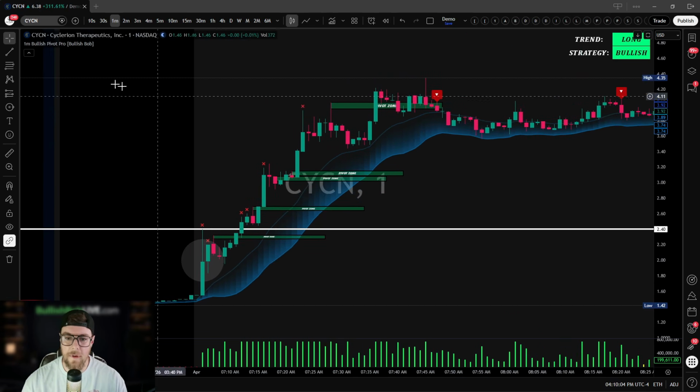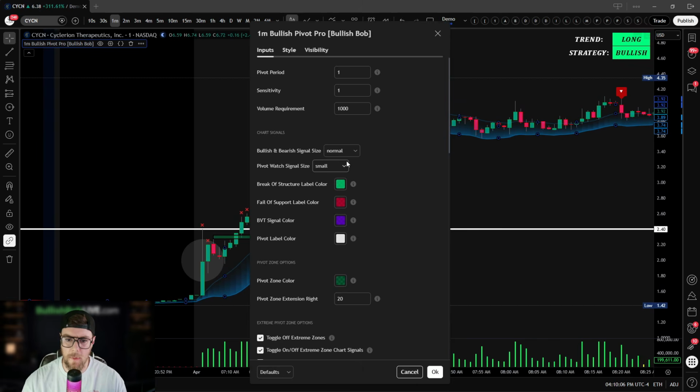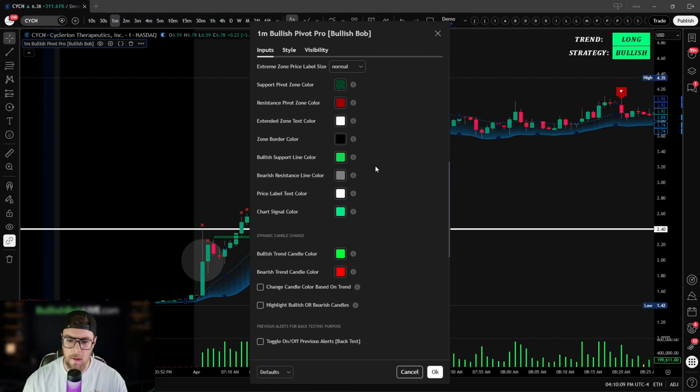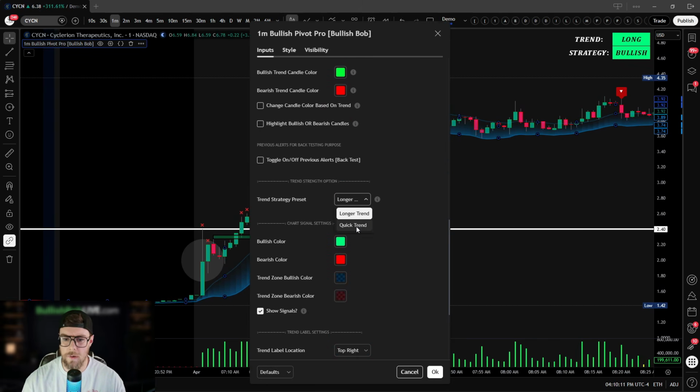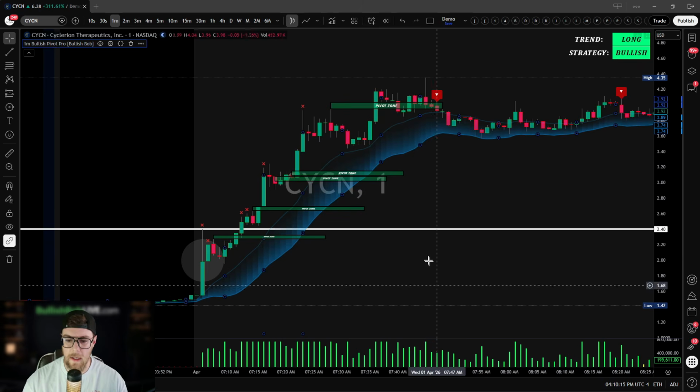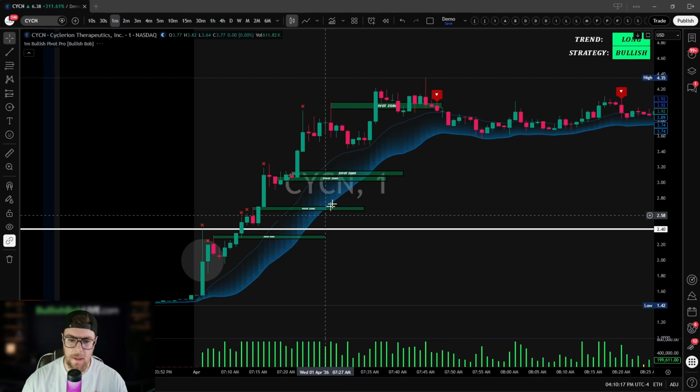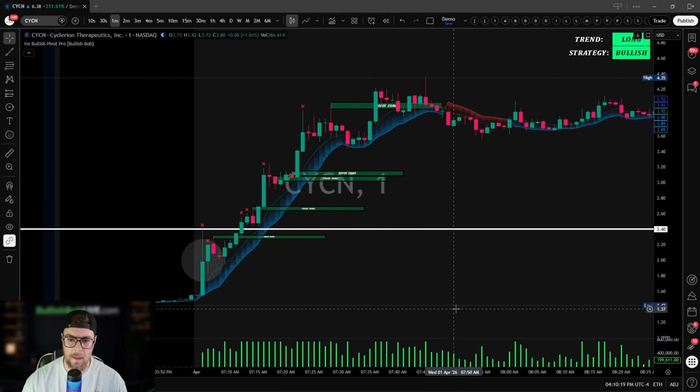Now, we have this setting right now, I believe, if we double click on it, set to, let's see, a longer trade setting. I like to have it on a quick trend, so let's switch that to quick trend, hit OK, and now all of a sudden you'll see this band change a little bit. It just tightens it up a little bit. I like that because basically I want to get closer to the top, right?